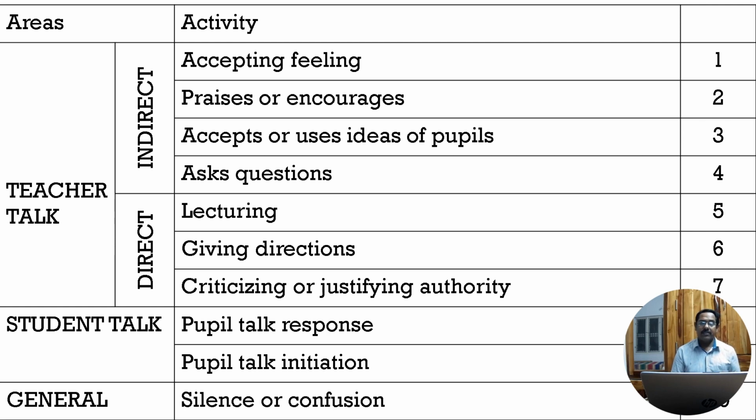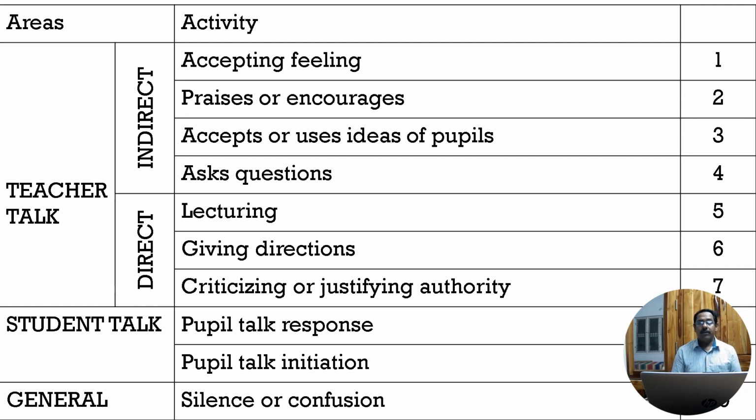For the questions of the teacher, students respond, and that is 8. Sometimes during the course of teaching, students themselves start giving the answer without being asked. That is called student talk initiation, category 9. And at last, if there is silence, that is category 10. These 10 categories are broadly classified into 3: 1 to 7 is teacher talk, 8 and 9 is student talk, and 10 is silence or confusion.